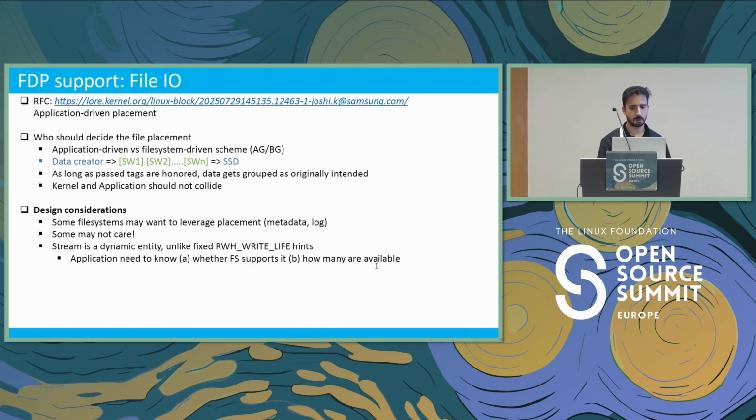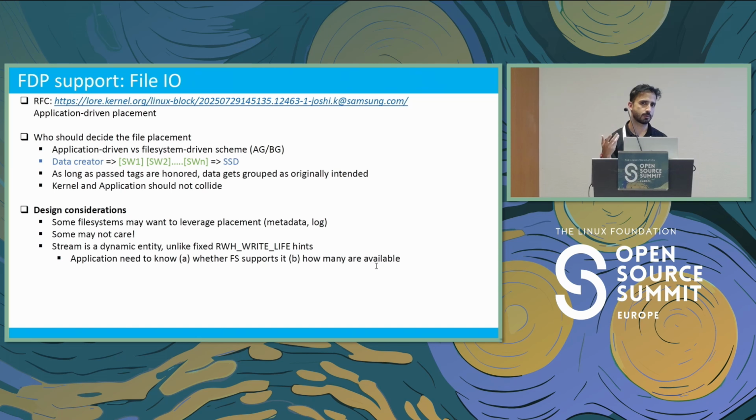And some file systems may want to leverage the placement for the file system metadata or the file system journal. Even if it is supporting application-driven placement, we can think that it probably is the business logic of the application to decide where its data should be. But as far as metadata is concerned, that's a file system's own thing, right? The application knows nothing about it. Only the file system can actually do the placement for that.